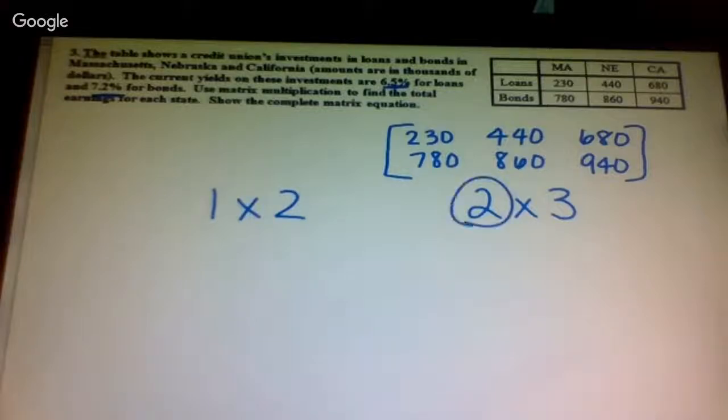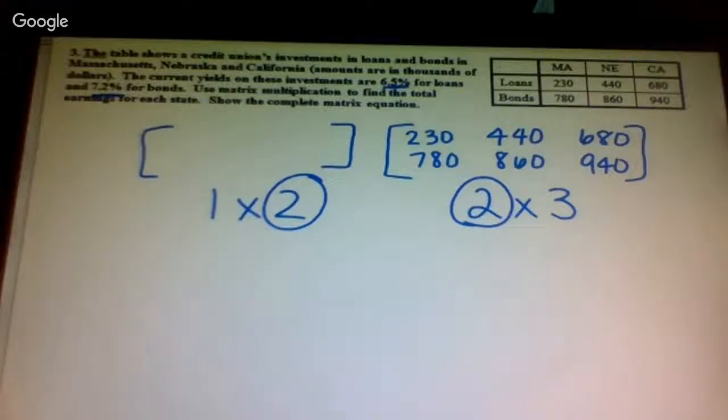First off, what is this matrix? 2 by 3. Good. So in order to multiply, I've got 2 numbers for yielding. So I need a 1 by 2 matrix, because remember, this has to match this. And I don't have 3 numbers, so I can't do anything with 3. I only have 2. So I've got to match that 2. So let's create your 1 by 2 matrix.